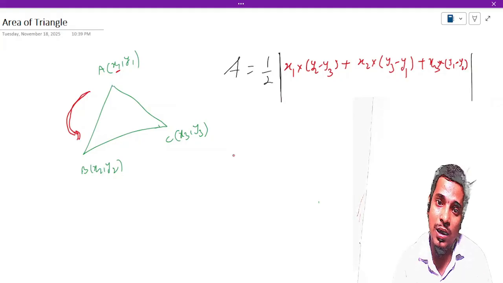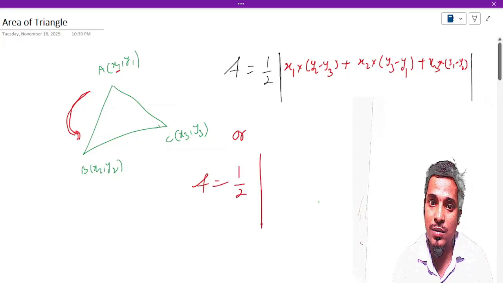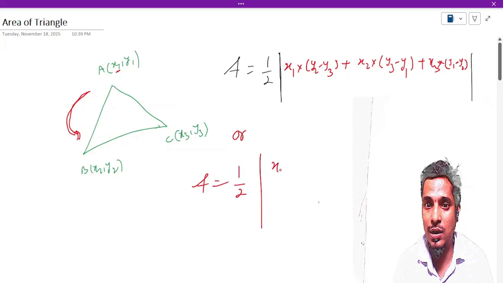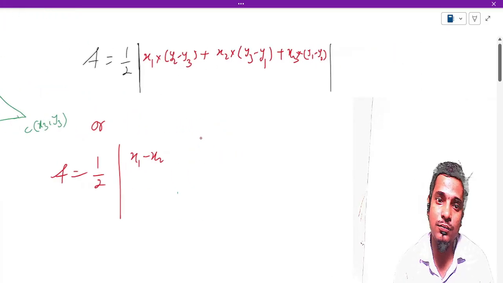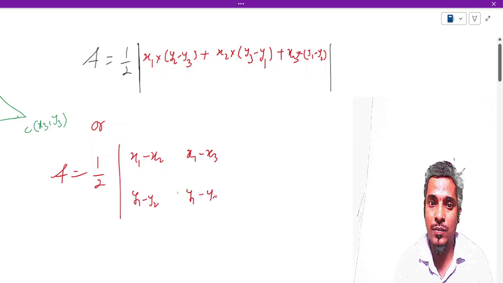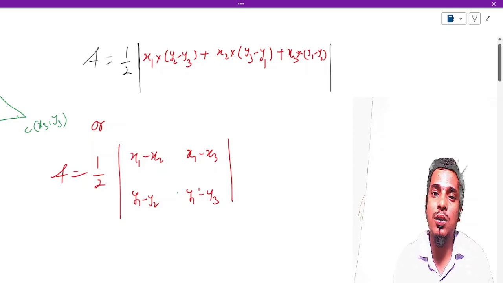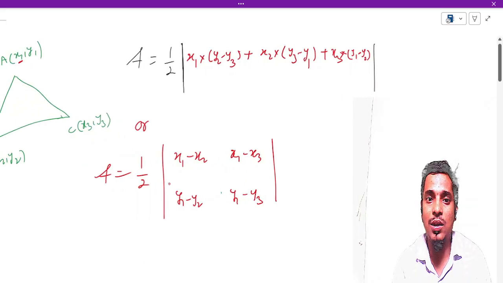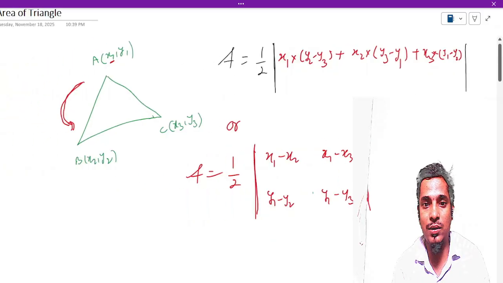Another alternative way of finding the area is half into a determinant: x1 minus x2, x1 minus x3, y1 minus y2 and y1 minus y3. This is also one of the formulas for finding the area of a triangle when the three vertices are given. Here also, we have to take the absolute value of this determinant. We'll see how to find this value with an example.